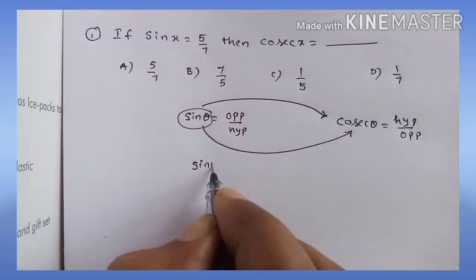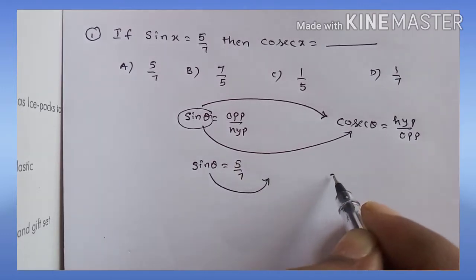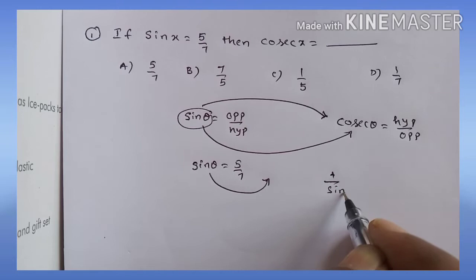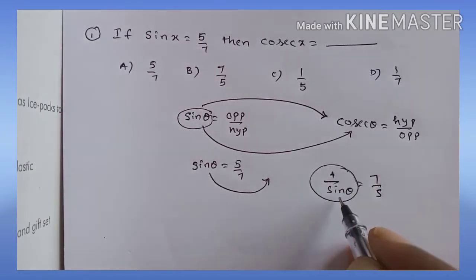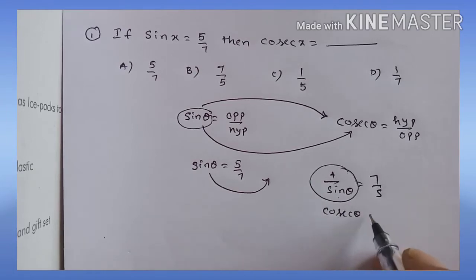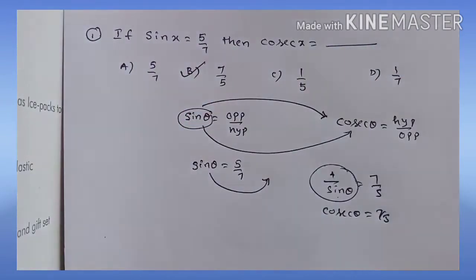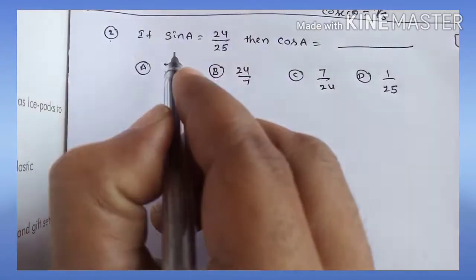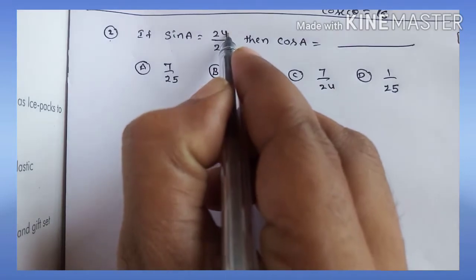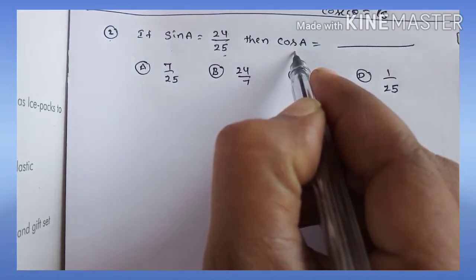Here sin theta is equal to 5 by 7, so its reciprocal, 1 by sin theta, is equal to 7 by 5. So 1 by sin theta, which is cosecant theta, is equal to 7 by 5. Option B is correct. Now the second one: sin A is equal to 24 by 25, then we have to find out cos A, right?